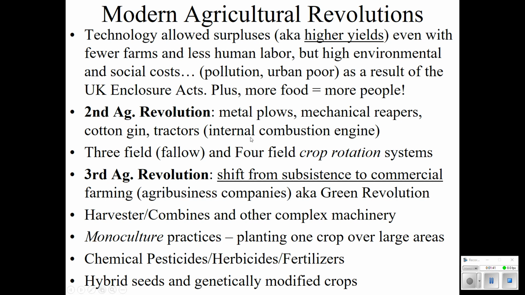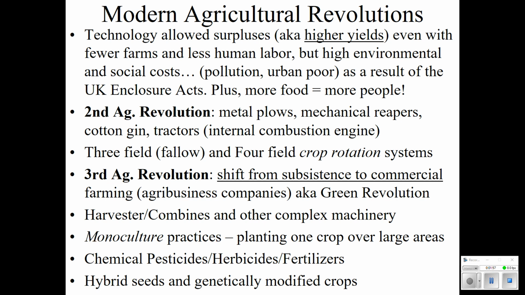So things like the metal plow, the mechanical reaper, the cotton gin, internal steam engines and combustion engines. There's famous people from this second agricultural revolution: Cyrus McCormick, Jethro Tull, who invented the seed drill, Eli Whitney with the cotton gin. But another big part of the second agricultural revolution was a better usage of the land itself.